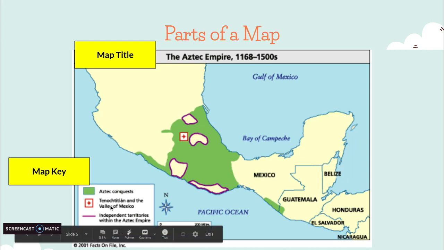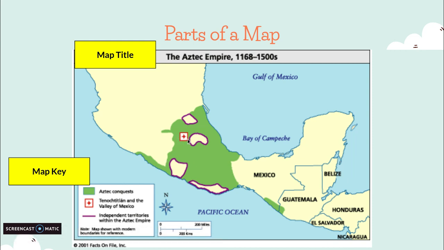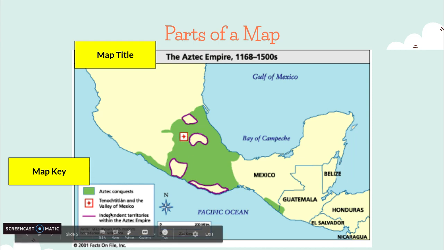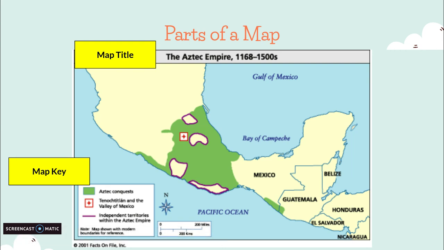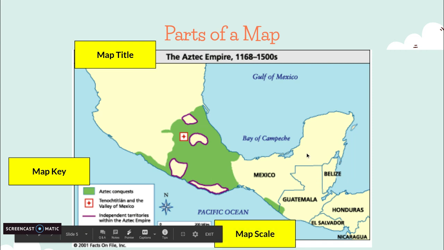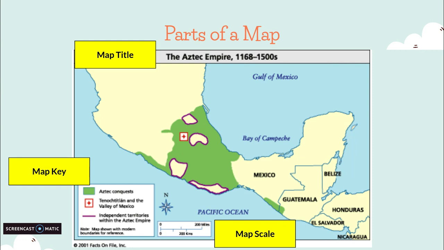The red is Tenochtitlan and the Valley of Mexico. So the red kind of plus sign. And the purple, independent territories within the Aztec Empire. You would not be able to identify those parts without the key. Next, you're going to find the map scale. Map scale shows you the distance on the map compared to real life distances.